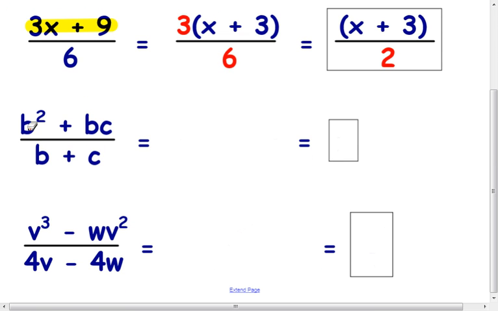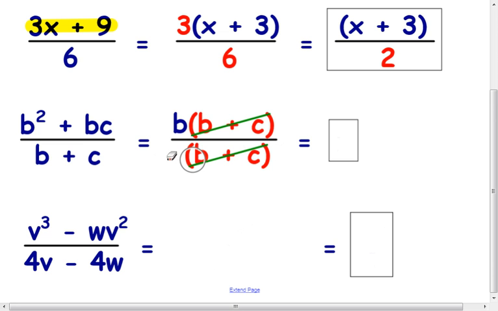Okay, second example. Looking at the top and the bottom, there's nothing we can cancel down at this point because you've got an add in the middle. So look at the top and look to factorise. The common factor is what's apparent here. You've got a b in both parts, so take the b out as a common factor. b times b will give you the b squared. And b times c will give you the bc at the end.